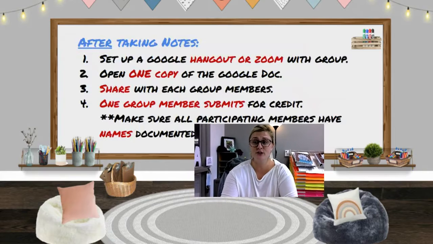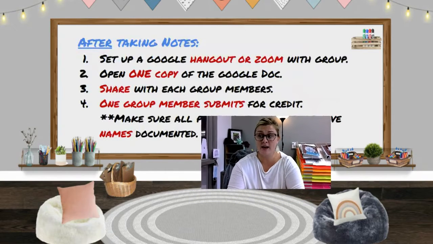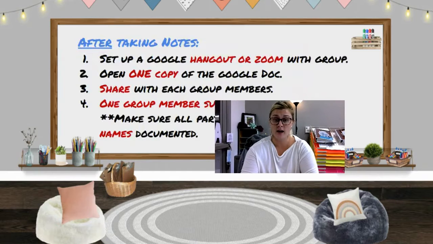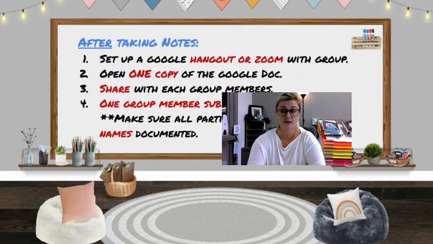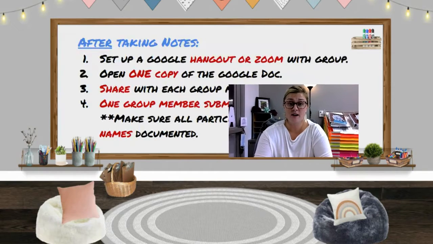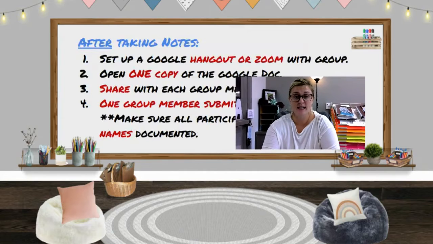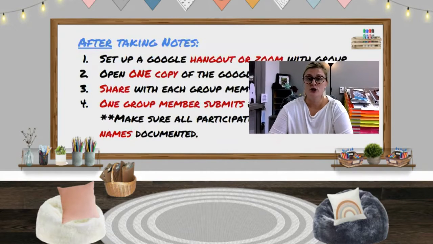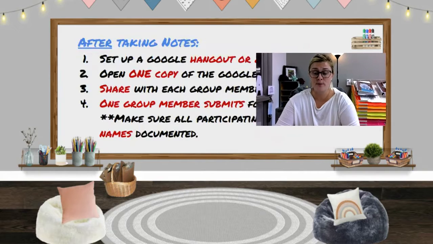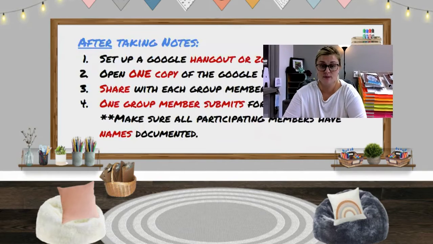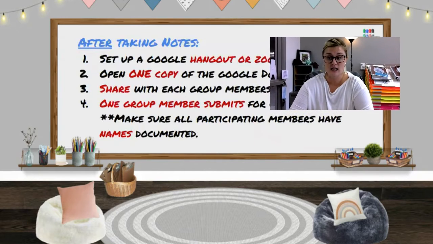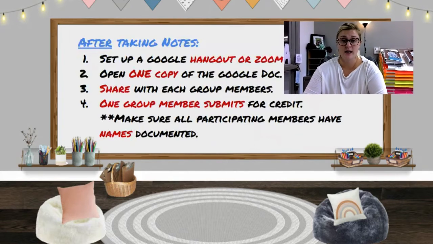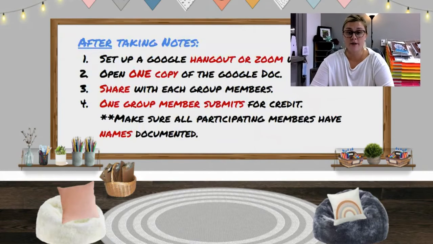The first thing that you need to do is set up a Google Hangout or a Zoom with a group. If you add me to this Zoom or Hangout, you will get bonus points. One copy of the Google Doc needs to be opened, and I suggest sharing your screen, even though you all will be in this document. Share the document with each group member and make sure you put the names of all the participants at the top. One group member will submit this for credit, so that's why I need to make sure everybody's names are on that one document.